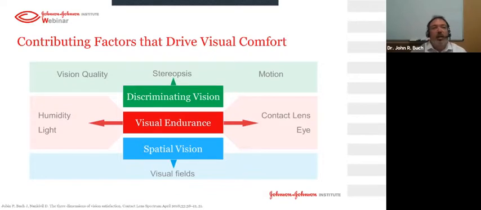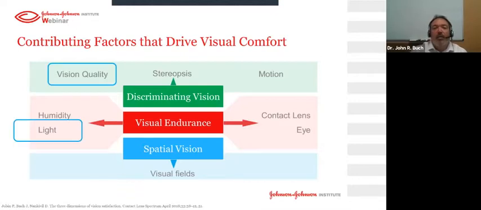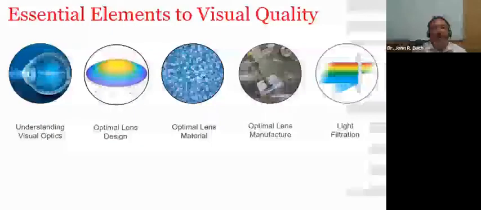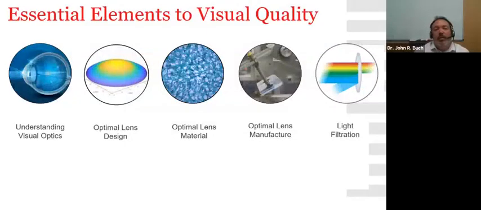Now, given the time that we have, I will focus the rest of this talk on vision quality and light and how those contribute to visual comfort. So we believe that there are five essential elements to visual quality. One of those is what we call understanding visual optics, and in a moment, I'm going to describe this briefly in terms of the point spread function.